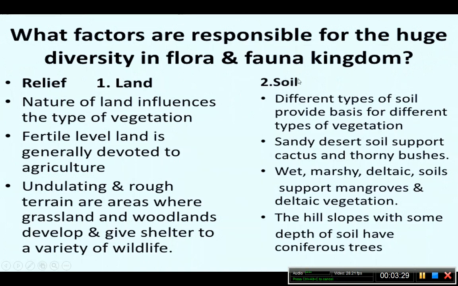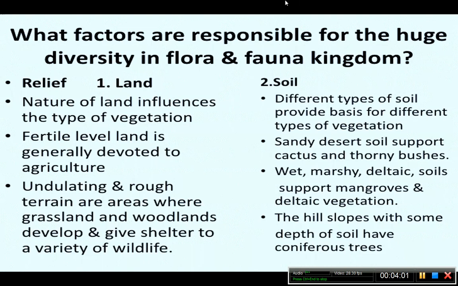Soil. The different types of soil provide the basis for different types of vegetation. You know that different plant species need different types of soil because soils have different types of nutrients, and different types of vegetation need different types of nutrients.